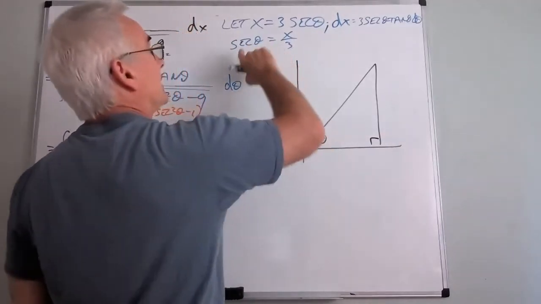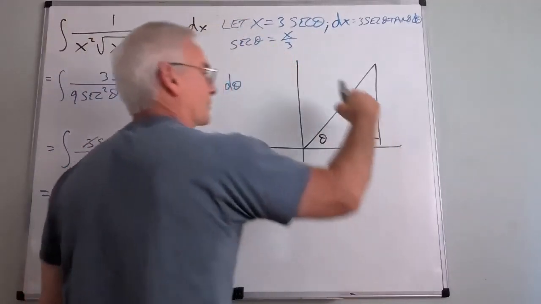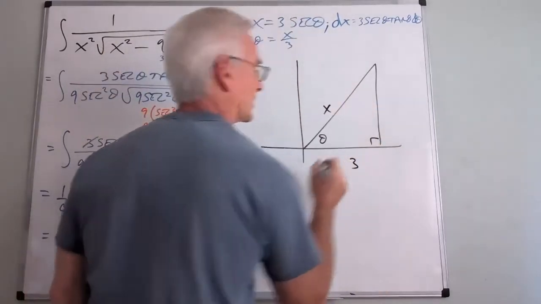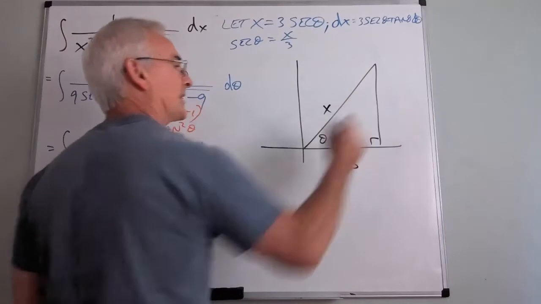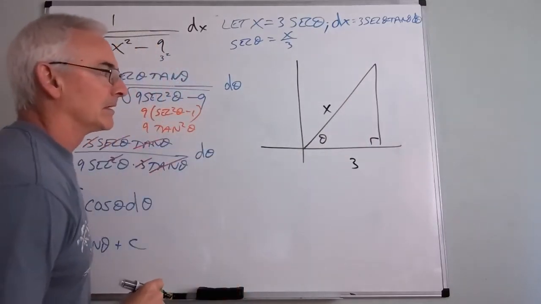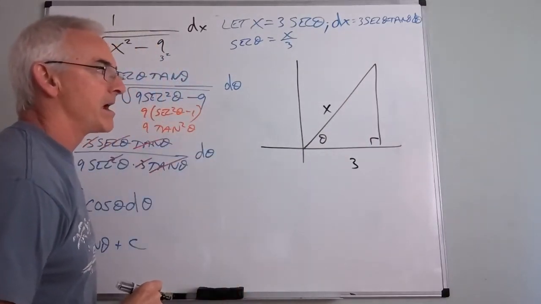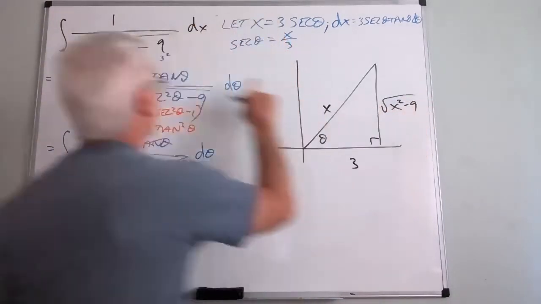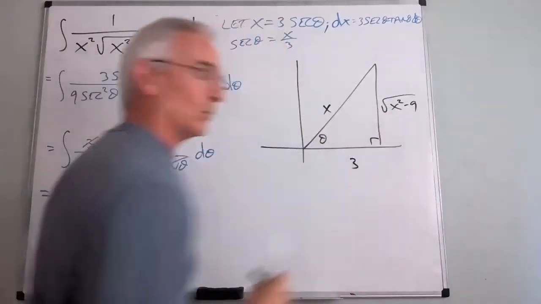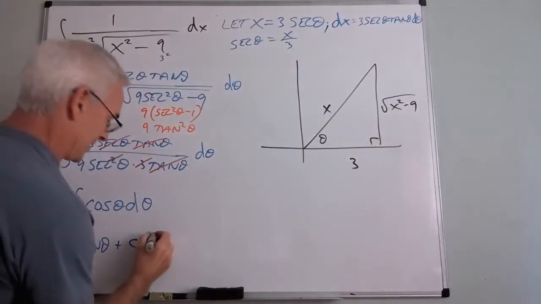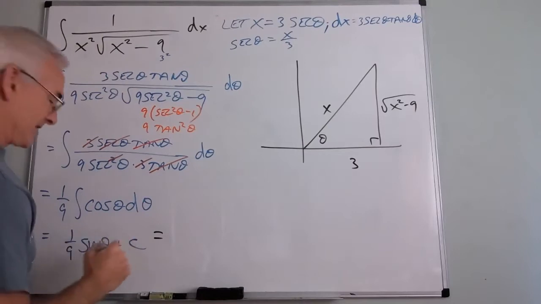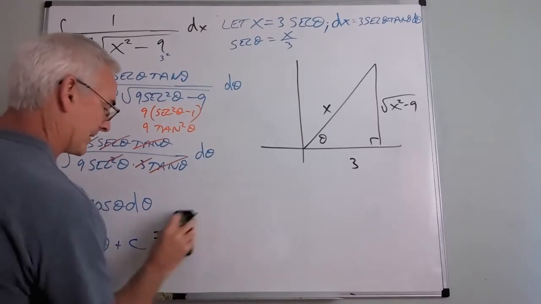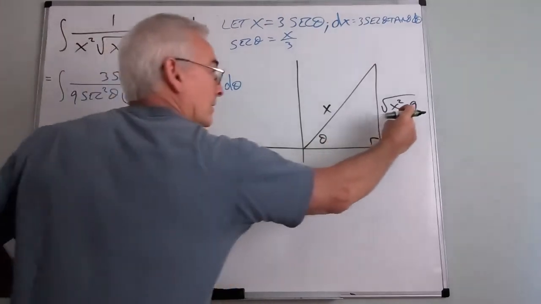Cosine is this over this, so secant is this over this. That's the easiest way to remember. So what is this length here? Square root of x squared minus 9. Good. And by the way, x squared minus 9, is that a good thing? Yeah, that's a really good thing. Can you tell me what the final answer to the question is? 1/9 sine of square root of x squared minus 9.